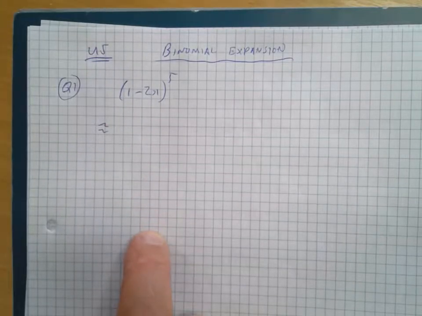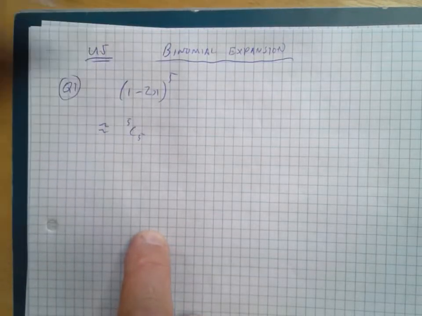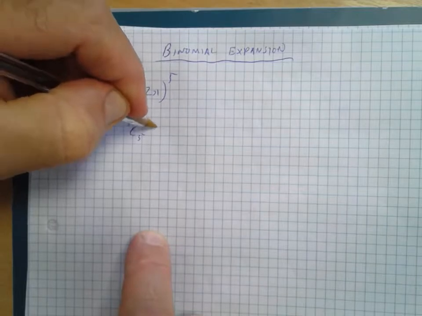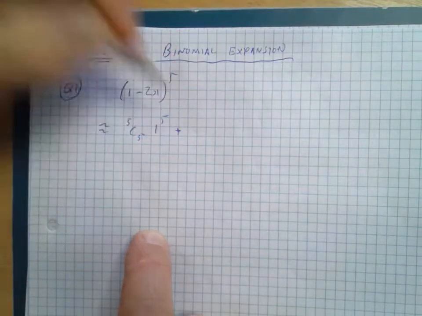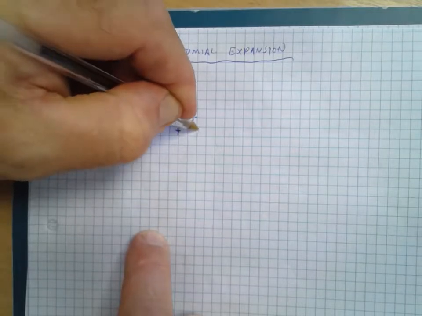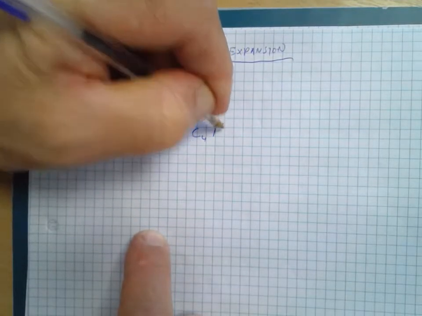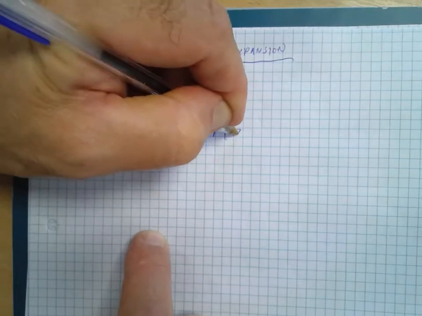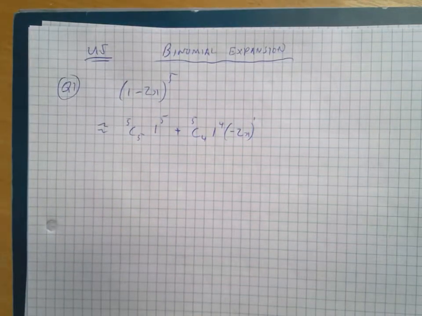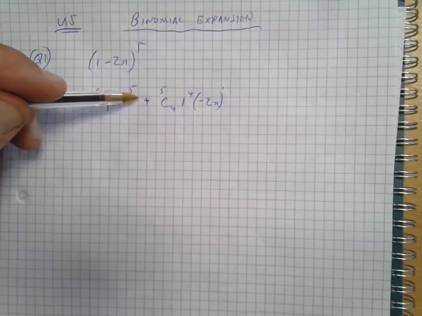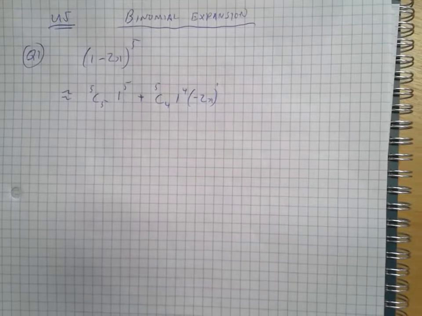First thing we're going to do is 5c5, which is just 1, but 1 to the 5 is my first term, plus 5c4, 1 to the power of 4, (minus 2x) strictly speaking to the power of 1. You won't necessarily need to put these down. Note that I always say each term is plus, and then if there's a minus that comes out later on when we expand each term out.